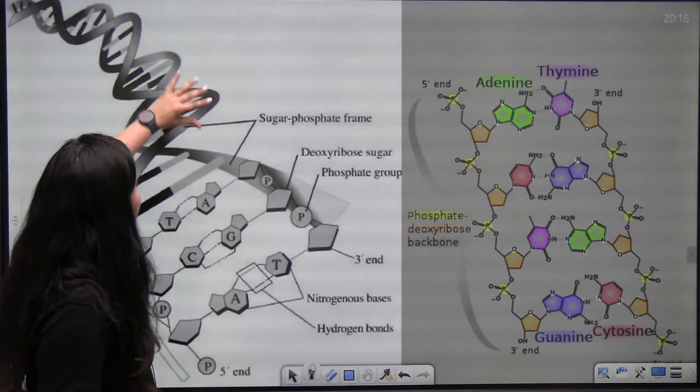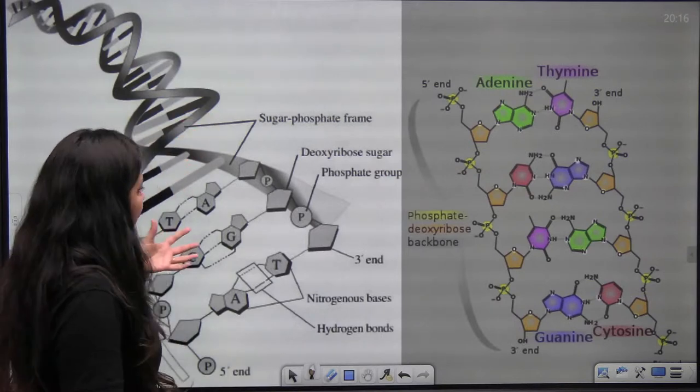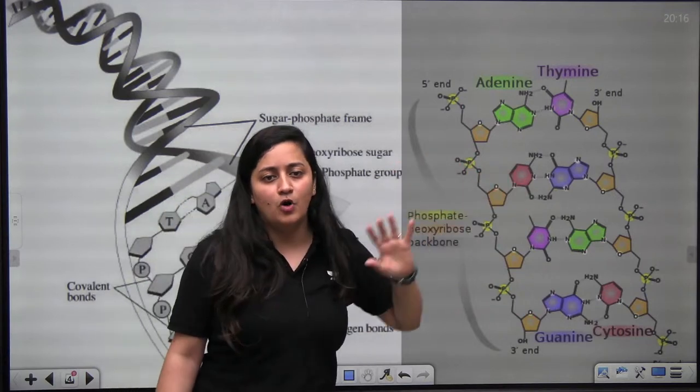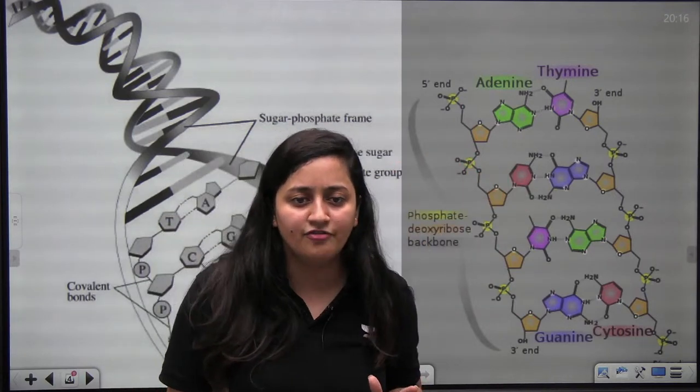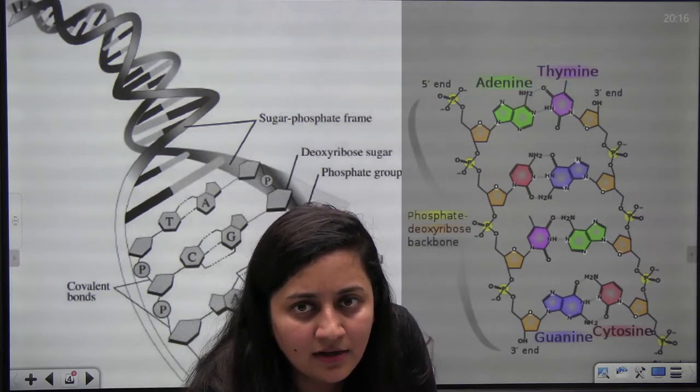So, here you can see this helically coiled DNA, your right-handed DNA. Look at this bonding. Today we are going to understand this bonding. Are you excited for it?